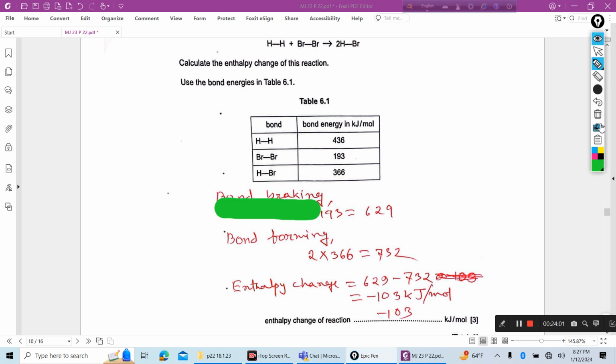Bond breaking, one hydrogen bond 463 plus one bromine bond 192, 629. Bond forming or bond making product 2 into hydrogen bromide bond energy 366. Then enthalpy change will be bond broken minus bond form, negative 103. This is an exothermic reaction.